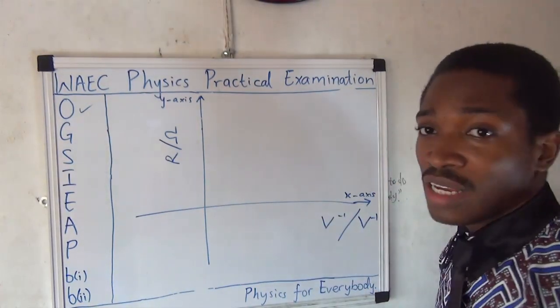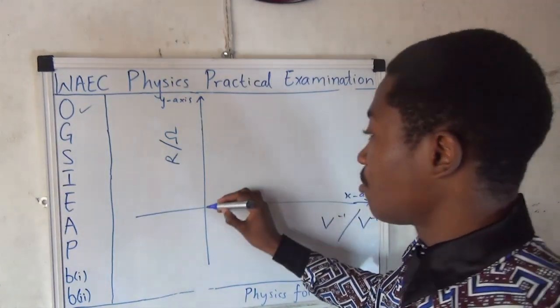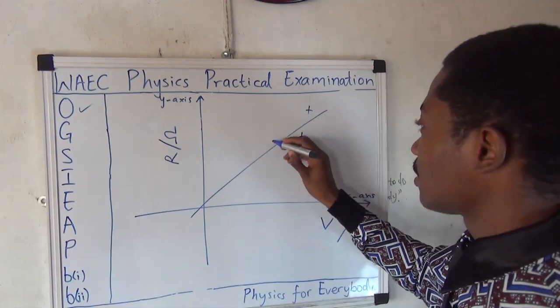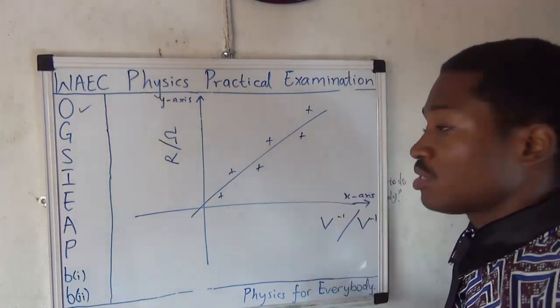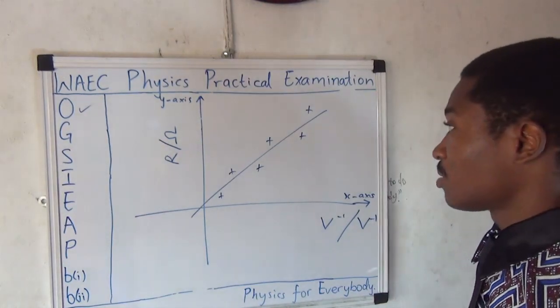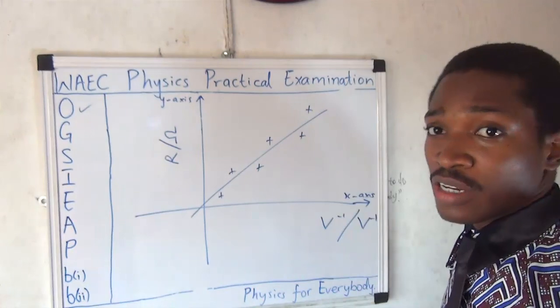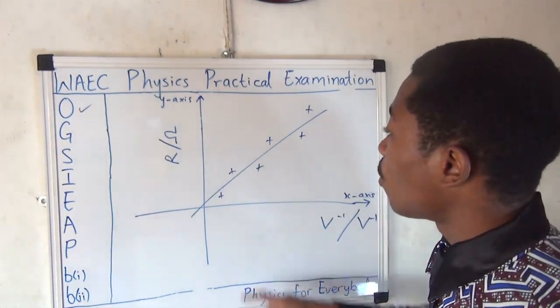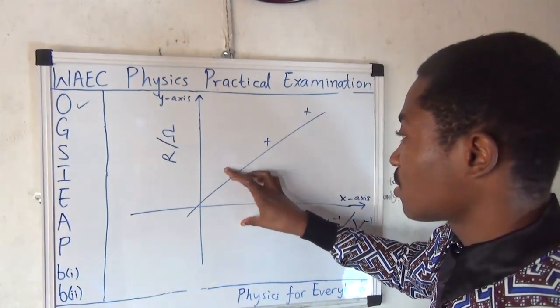Now there's something about the line of best fit. If after drawing your line, you have your points like this, this is a good line of best fit. You have 1, 2, 3 points on the left, 1, 2, 3 points on the right. This is good. It's not every time that your line would always fall on the point. This is a good line of best fit.